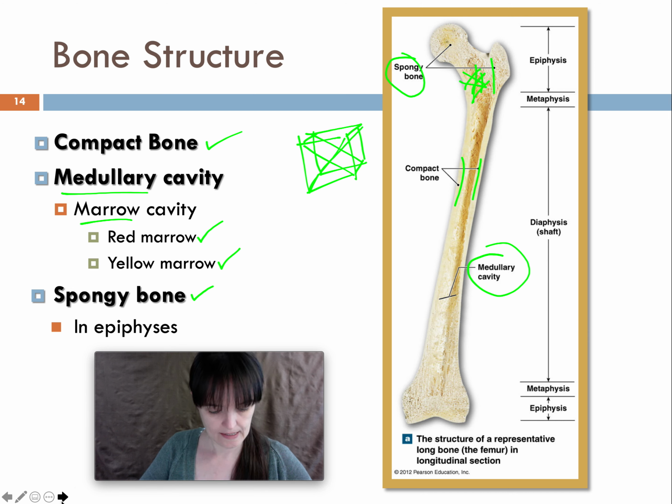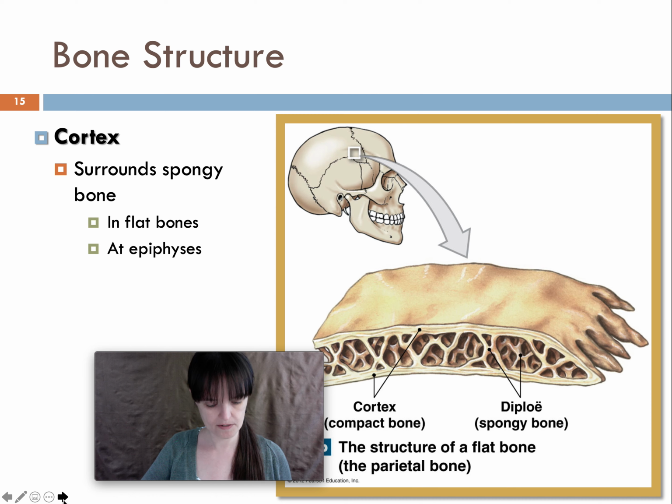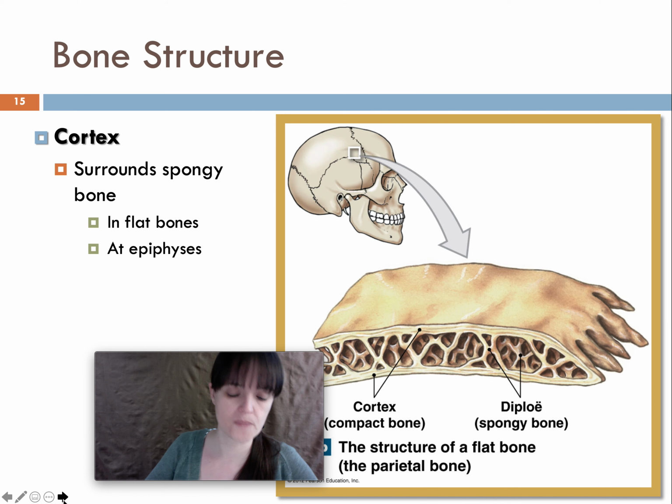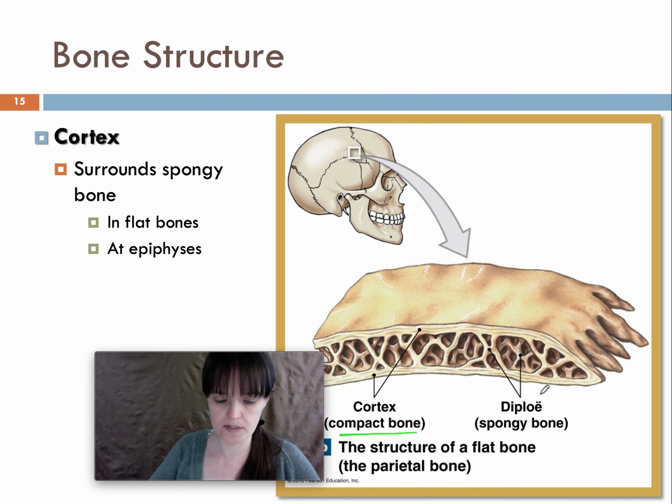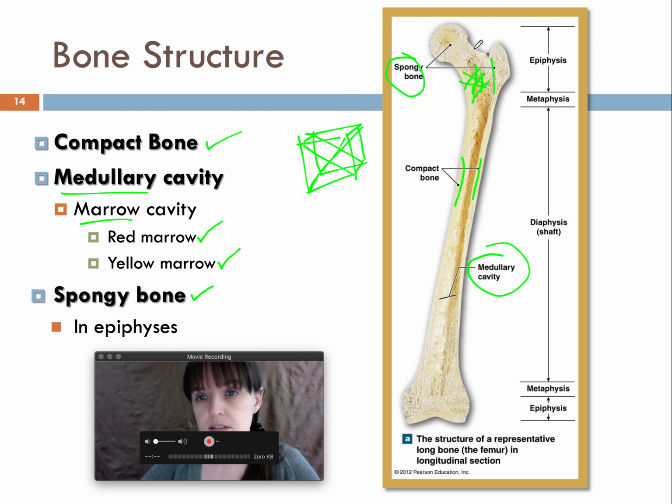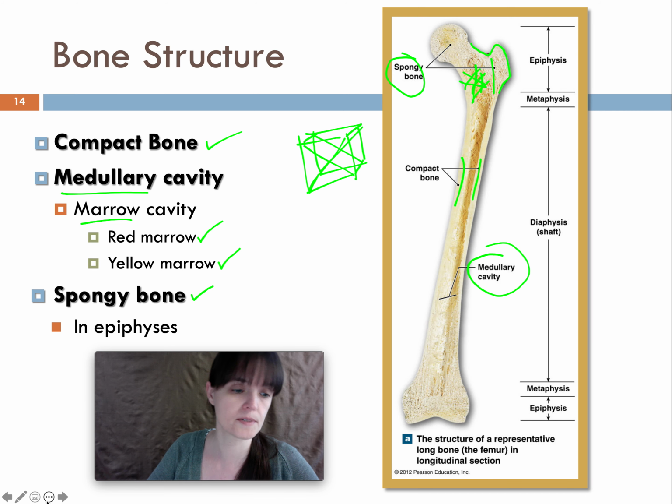Okay. And the matrix is dense. Oh, cortex, I was supposed to say this first. The cortex is the cortical bone, the compact bone in a flat bone. It's called cortex in a flat bone. So it's a thin layer of superficial compact bone, also surrounding the epiphyses. So this outer layer right here is also called cortex. It's a thin outer layer, and it's not nearly as thick as this really thick compact bone.